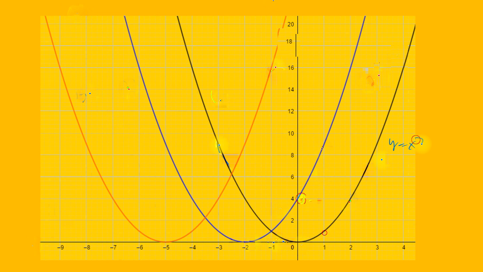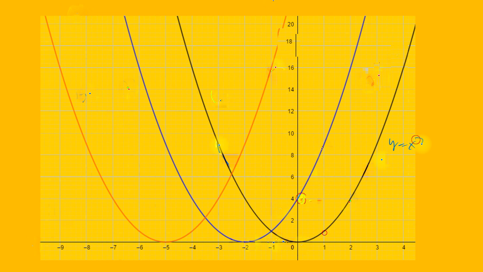How about number 2? x plus 9 quantity squared. Here h is negative 9. So x squared, the same idea, is now shifted horizontally by 9 units to the left, to obtain x plus 9 squared. That's the idea.